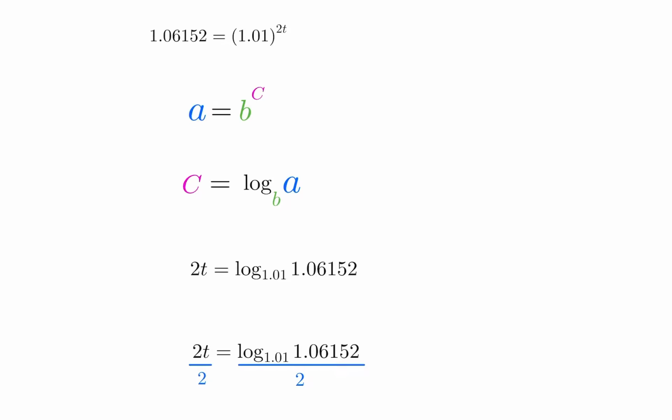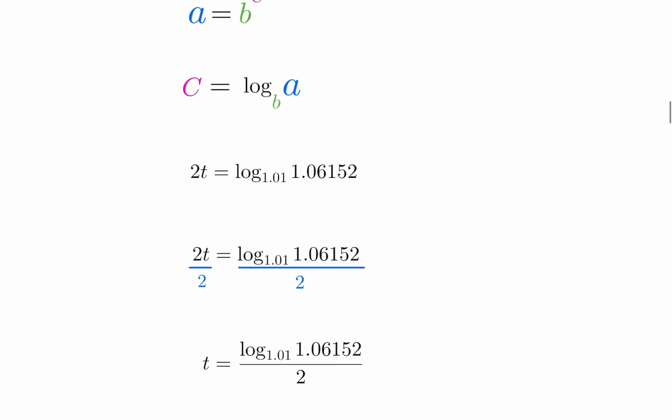So 2t for our c is going to equal the log of a. What is my a here? 1.06152. So log of 1.06152, base 1.01. Well, where did this come from? This is my base b, my b, and this is my b. Okay, so that's where that number comes from. And then solving for t, we would divide both sides by 2, and that would isolate t, and now t is going to be this value, which is what we had earlier, divided by 2.